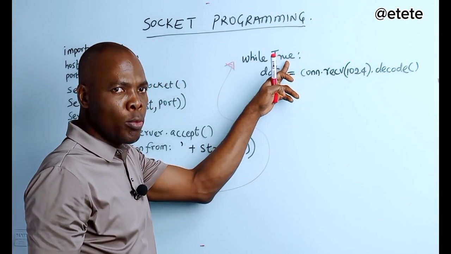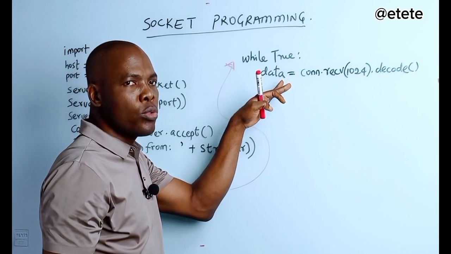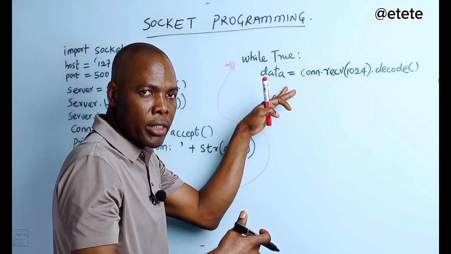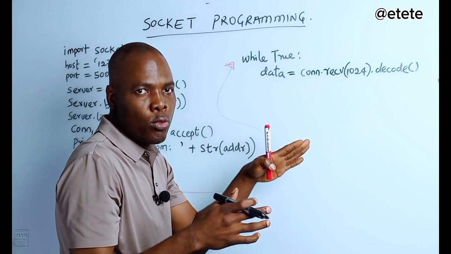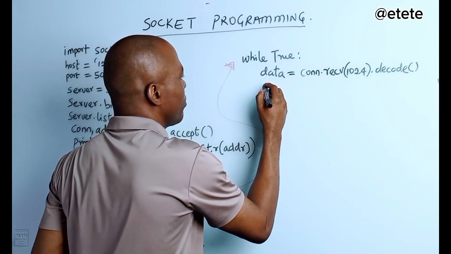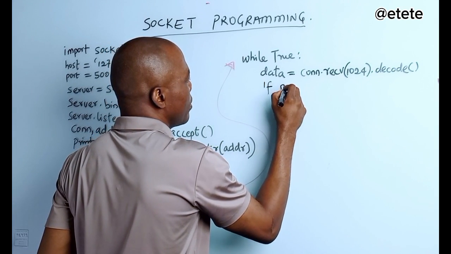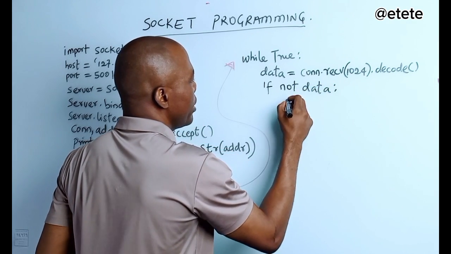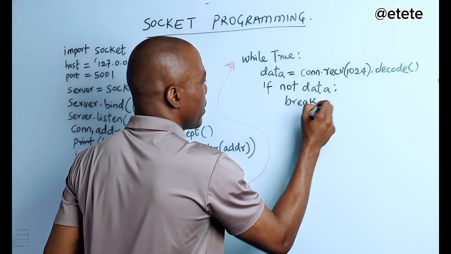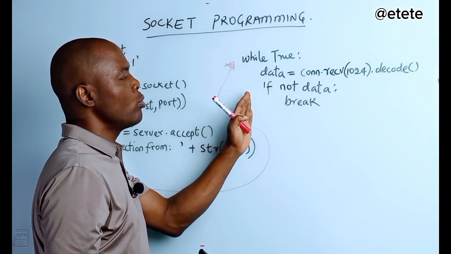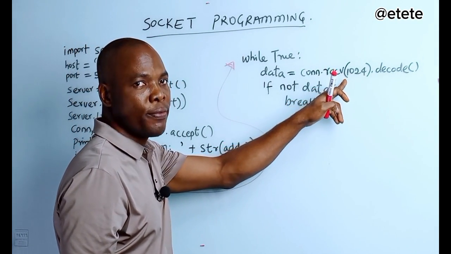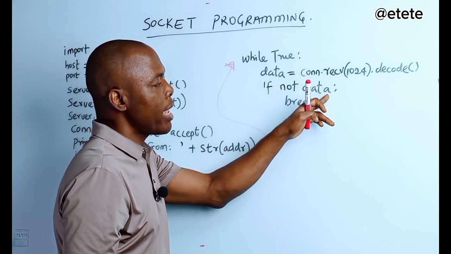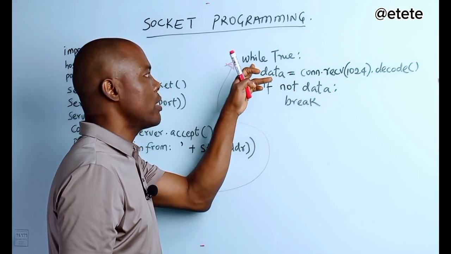Now, because this is an infinite loop, I want to give an instruction such that if the client stops sending messages, then the server too can stop listening, right? So I will say if not data, go in and break. What this simply means is come out of the loop. So when you receive data and you store it inside this data, if it is not data, break, meaning come out of this while loop.